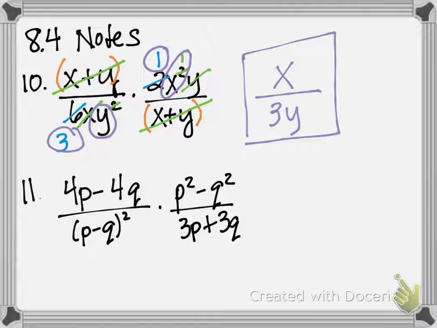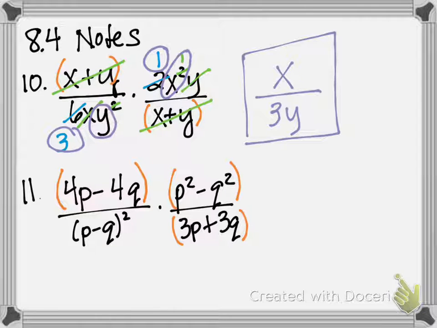All right, now let's look at number 11. So again, you'll notice we have 4p minus 4q on top. Because of that minus sign, those are connected together. 3p minus 3p plus 3q on the bottom, so those are connected. And then on the top, p squared minus q squared.